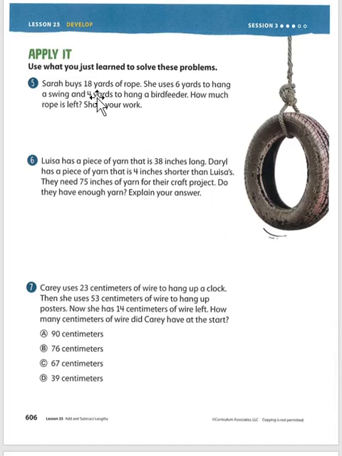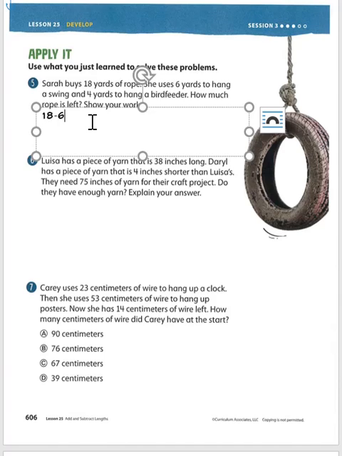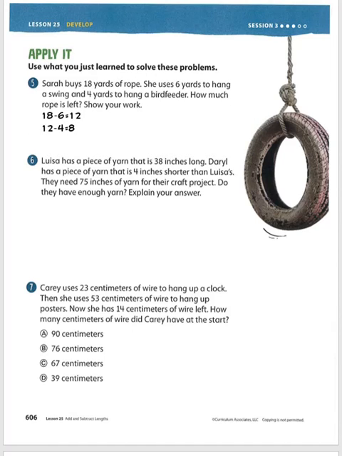Show your work. Well, we know that there's what? It's 18 minus 6, and that equals 12. And then we have 12, and we have to minus 4, and that equals 8. Yes? Hopefully you got it. 18 minus 6 and 12 minus 4. Because we got 12, and now we have to minus the rest of the other 4.